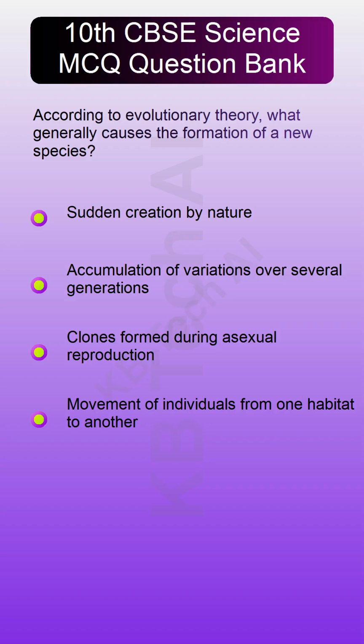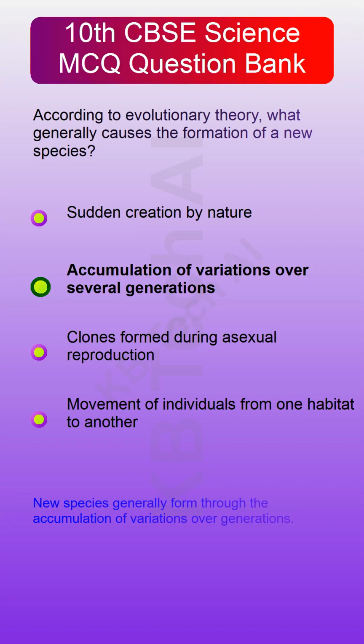According to evolutionary theory, what generally causes the formation of a new species? Option 1, sudden creation by nature. Option 2, accumulation of variations over several generations. Option 3, clones formed during asexual reproduction. Option 4, movement of individuals from one habitat to another. The answer is, option 2, accumulation of variations over several generations.